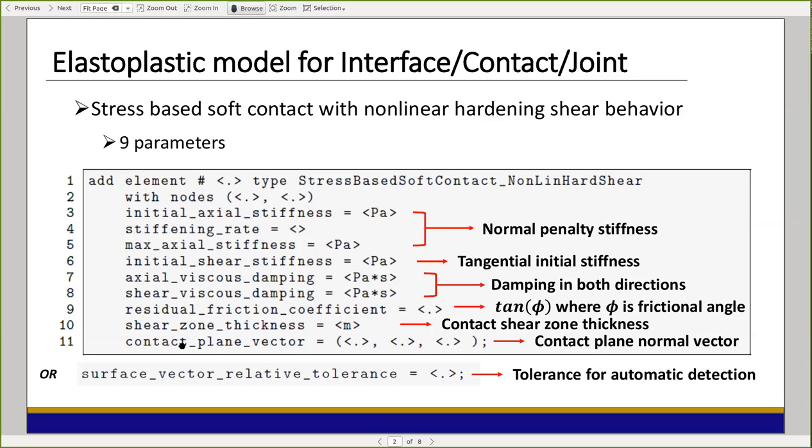And as I mentioned before, for the last parameter the user has 2 choices. The user can either explicitly specify a normal of the contact plane, or they can use the automatic contact detection algorithm implemented in Real ESSI. And in that case, the user is going to specify the surface vector relative tolerance to detect the different contact normals for the contact plane.